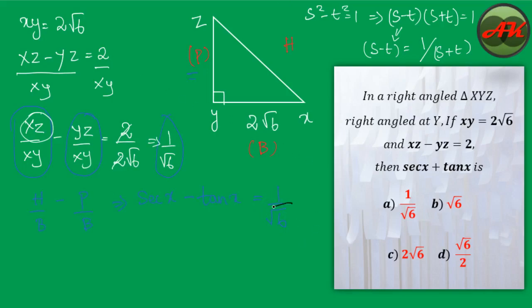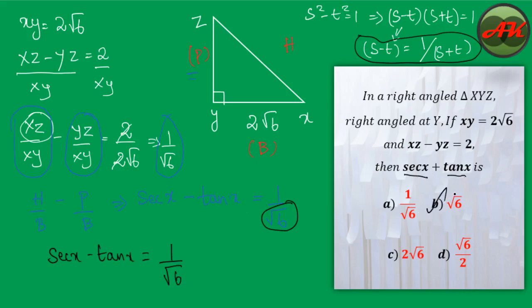So to know the value of secant x plus tan x, moving on to this formula, you will now know how this answer is root 6. So here we know secant x minus tan x. I wrote the formula before: secant minus tan is equal to 1 by secant plus tan. In place of secant minus tan, I am getting 1 by root 6, so secant plus tan is root 6. So they are asking for secant x plus tan x. So the answer is option B.